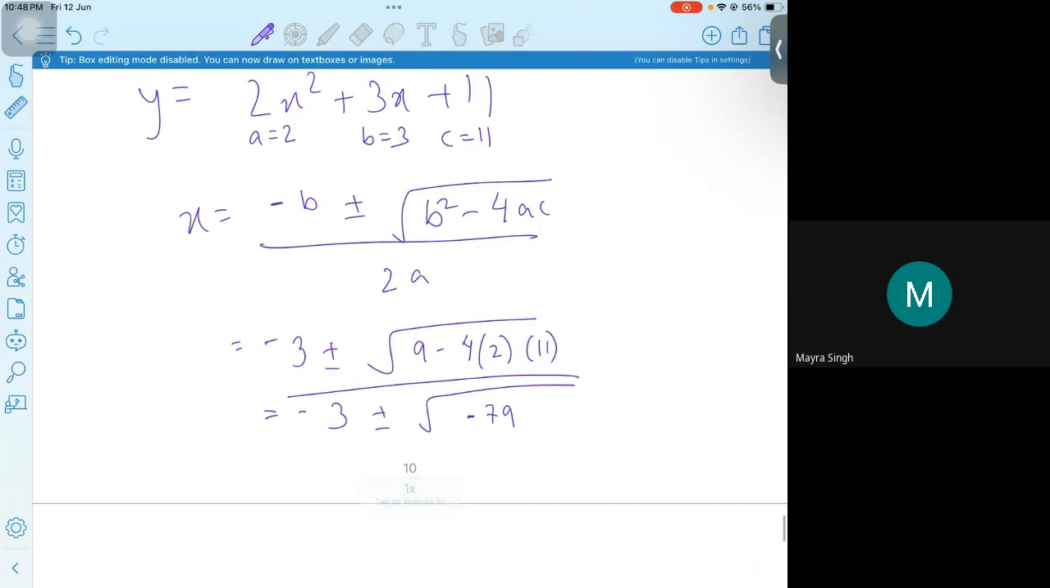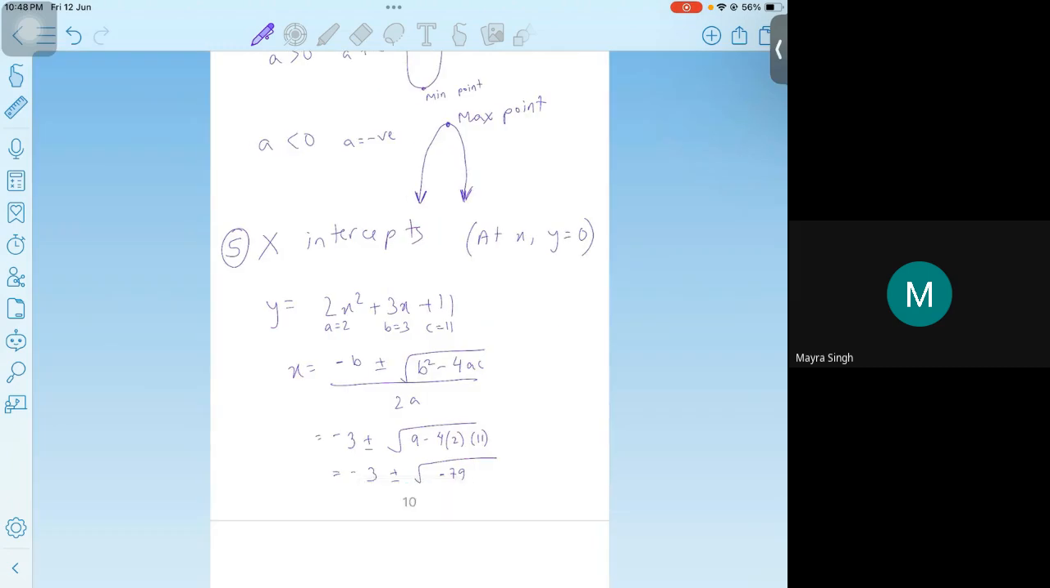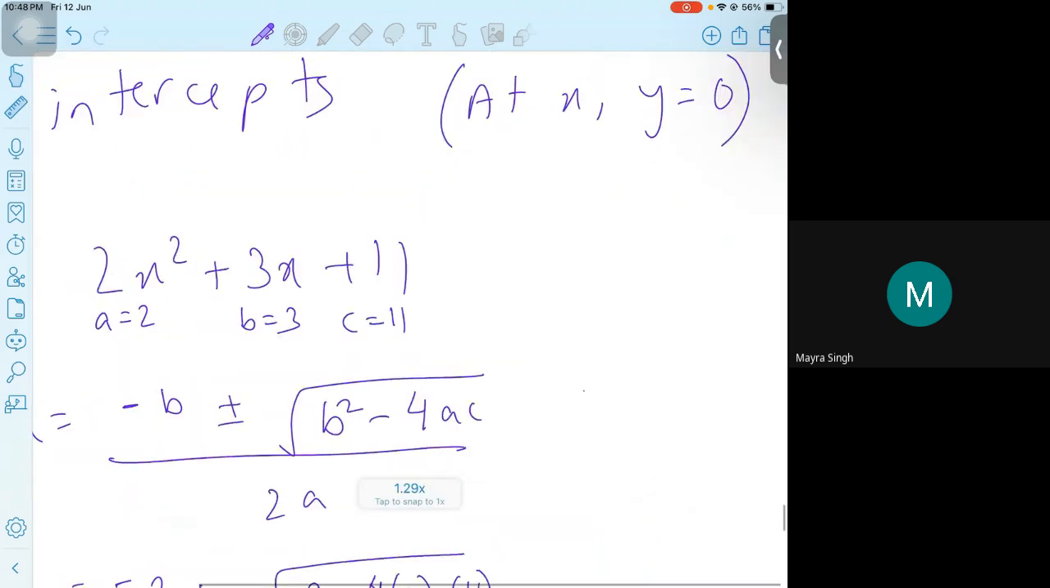So this has no solutions. But yeah, it still exists. I'm just showing it to you so you know how it works. Okay? That's the formula. That's the quadratic formula. Okay? I hope it's all okay with you.